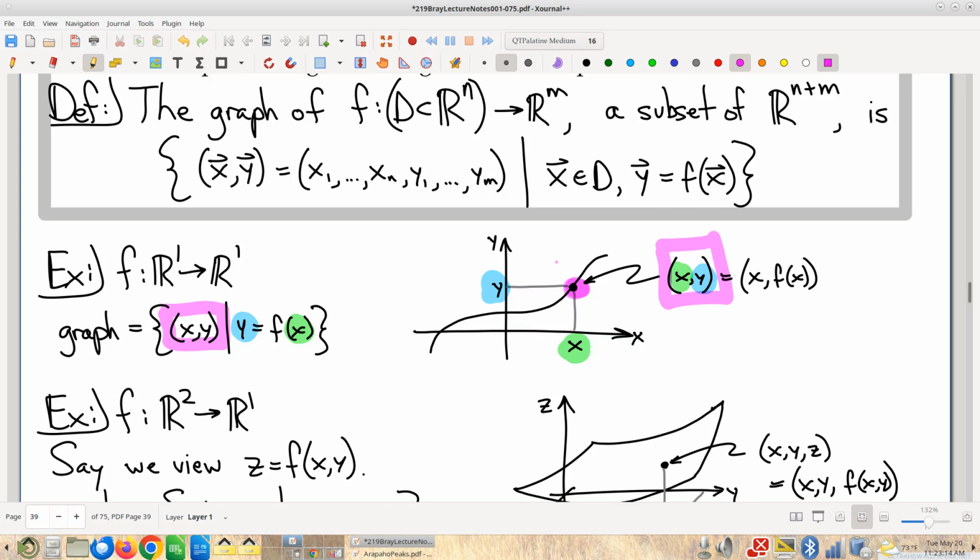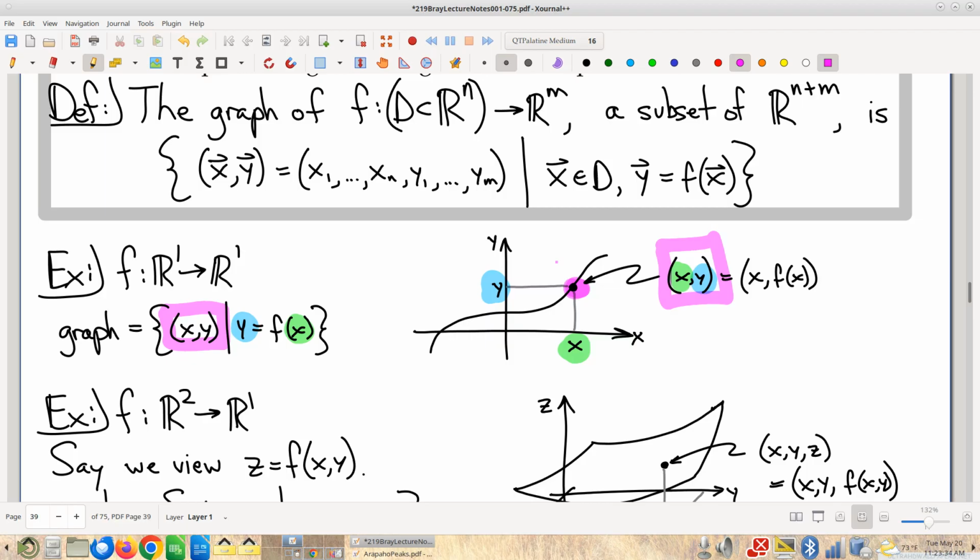This function does not give 2 outputs. The domain's R1, the target's R1. Everything's single variable. Why are we drawing a 2-dimensional picture? That's a little weird. It's an eyebrow raiser, right?